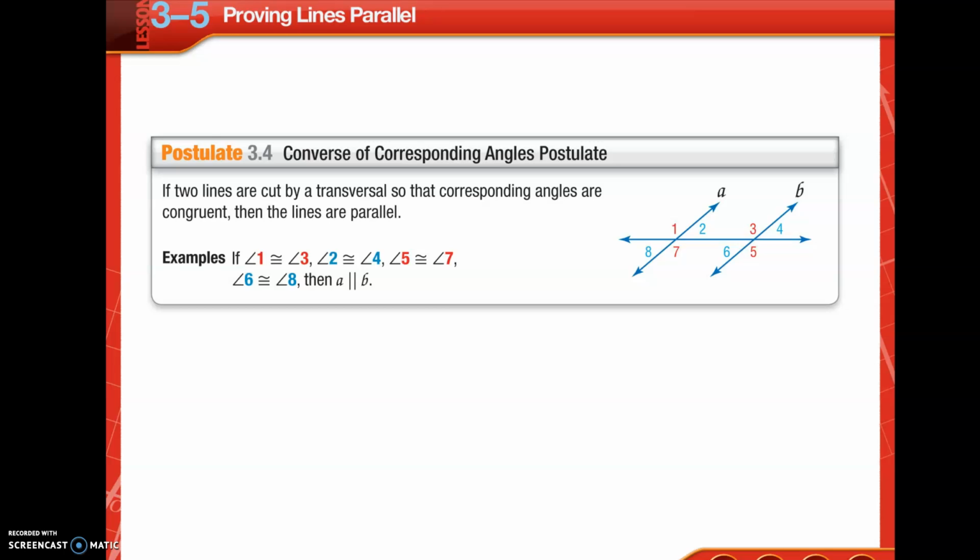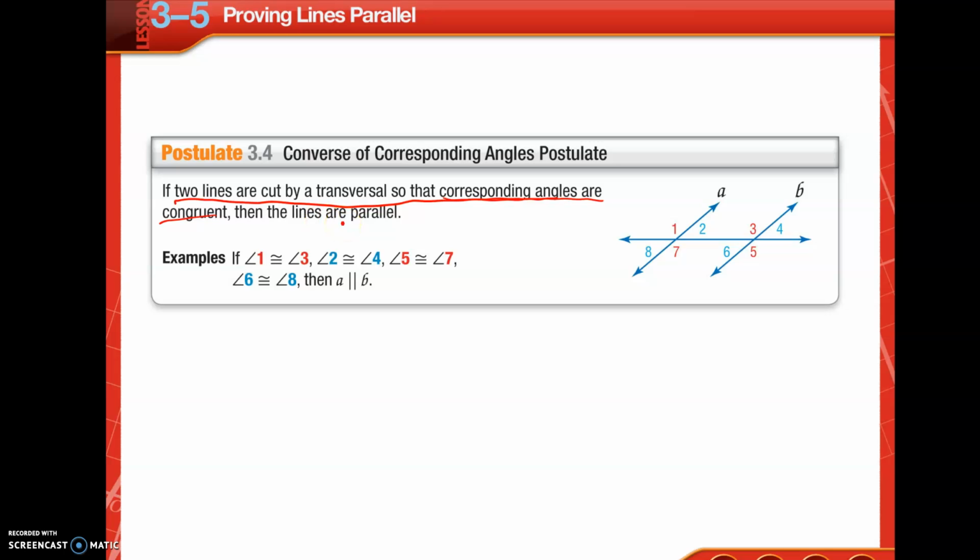So before we had: if lines are parallel and they're cut by a transversal, then the corresponding angles are congruent. Now we're flipping it, so we're saying if the lines are cut by a transversal and the corresponding angles are congruent, then the lines are parallel. So here's our condition. Have to have two lines cut by a transversal, a line that transverses across the two, and I need corresponding angles that are congruent. When that happens, then the lines are parallel.